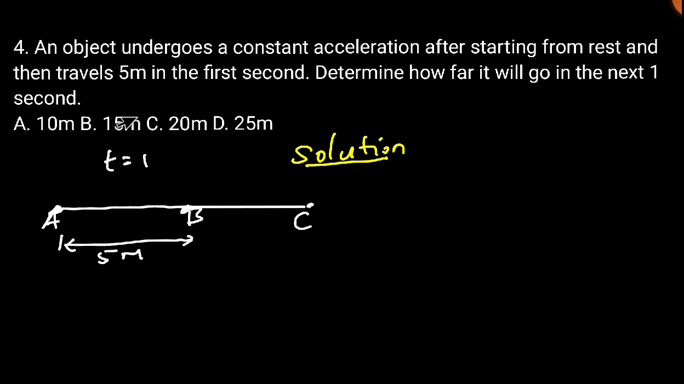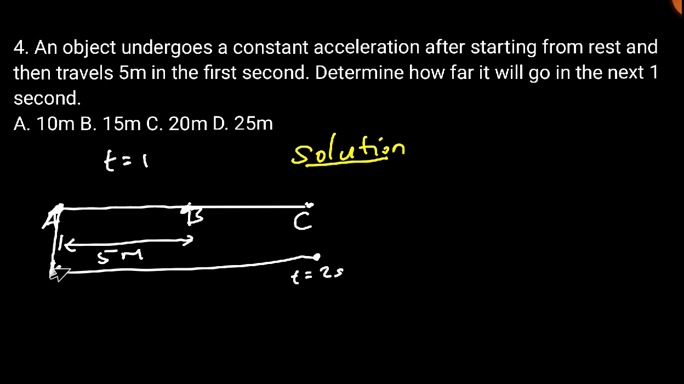So in the first second, this object traveled from here A to B. Now we have to determine how far it will go in the next 1 second. So that means that from this point A to this point C is equal to 2 seconds. That's time here is equal to 2 seconds. 1 second from here to here, and then another 1 second from here to here, because the question says in the next 1 second.